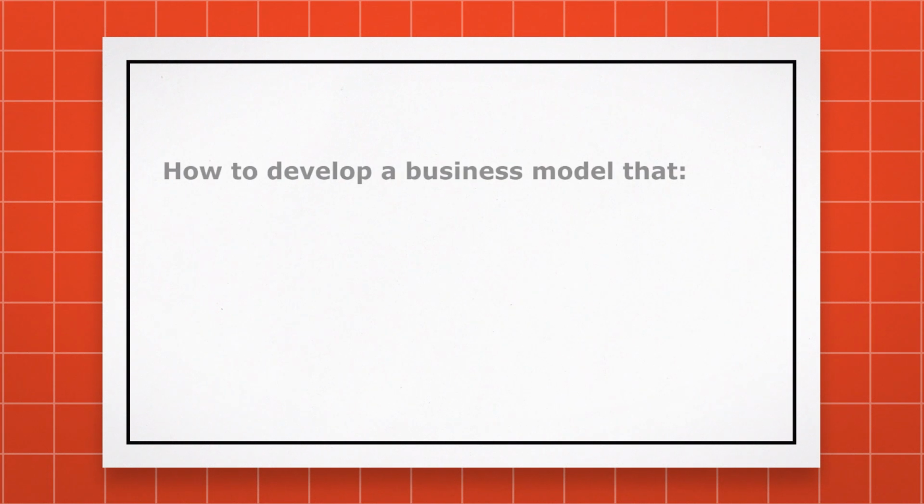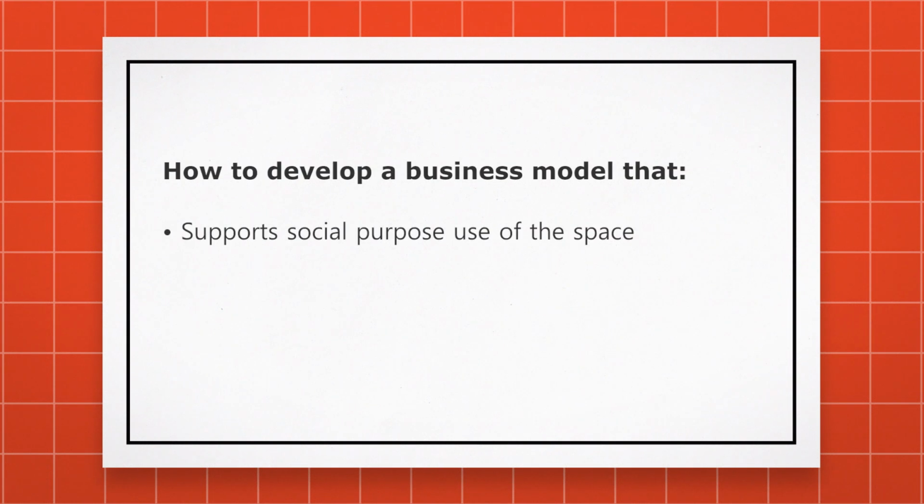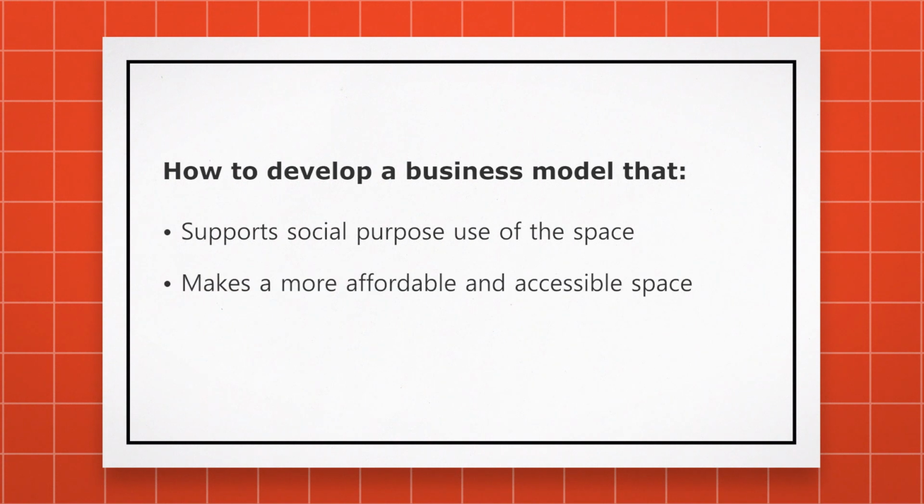So how can you develop a business model that supports social purpose use of the space, makes a more affordable and accessible space, and is financially sustainable? Well, you need to develop a document that models the long-term feasibility of a project. This is called a Proforma.